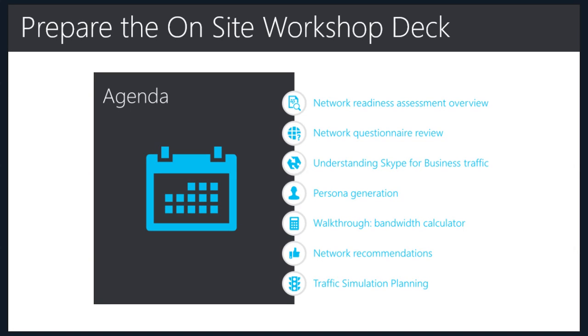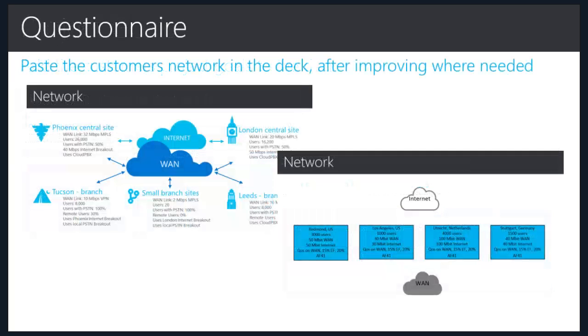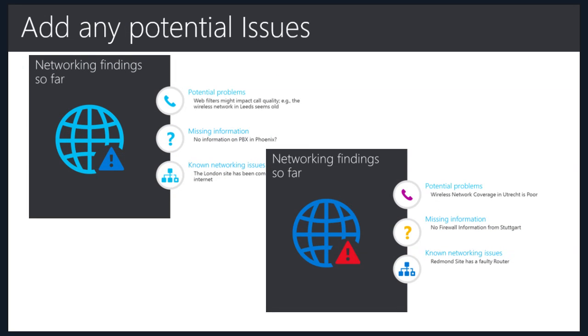So we should prepare the deck. There are several portions in the deck that you need to update before we can start delivering this deck. For instance, you should add the customer's goals to the deck. There's also a portion where the customer's WAN diagram should be added into the deck. Once you've prepared the deck with things like network findings, you're ready to deliver this to the customer. As you can see, remember the wireless network coverage that we uncovered in the questionnaire. We've also already flagged this as a potential problem and something that we should discuss during the on-site workshops.